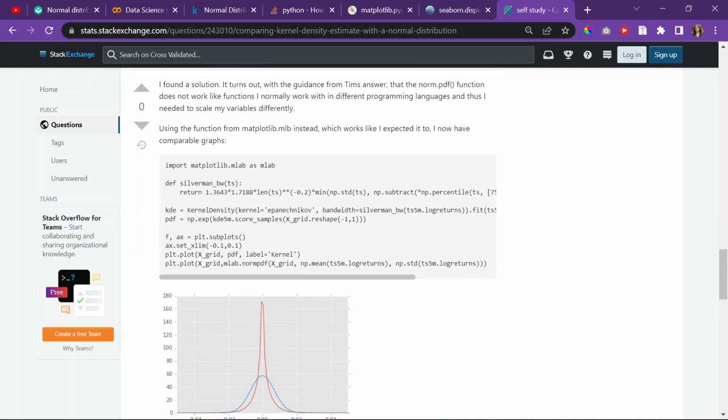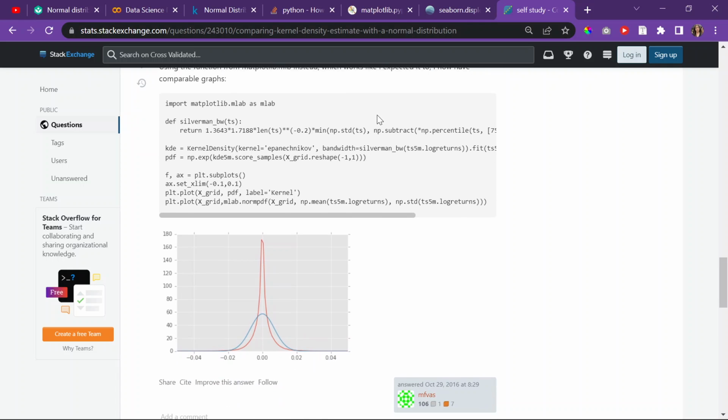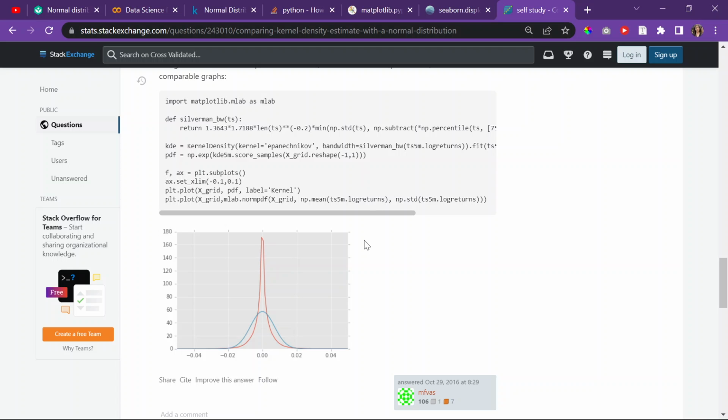I found a solution. Turns out with the guidance from Tim's answer that the norm.pdf function does not work like functions I normally work with in different programming languages. I need to scale my variables differently. Do I need to scale my variables differently? Using the function from matplotlib instead, blah blah blah, comparable graphs. Interesting. So it's not the same, is it? It's not the same. Well, obviously here is not the same. Is it from the same data?